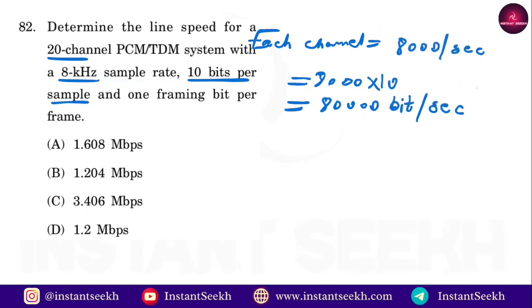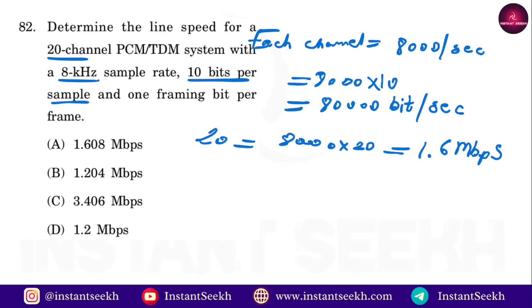Since each channel has a transmission of 80,000 bits per second, we can estimate for 20 channels. It will be simply 80,000 into 20, which is equivalent to 1.6 Mbps. But this is not the right answer. You can't find it in the options.